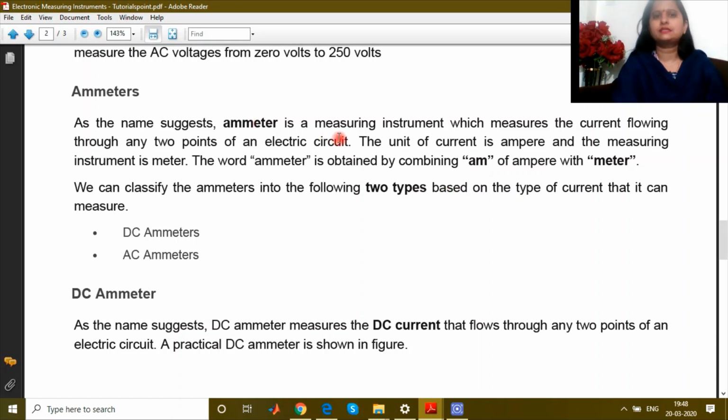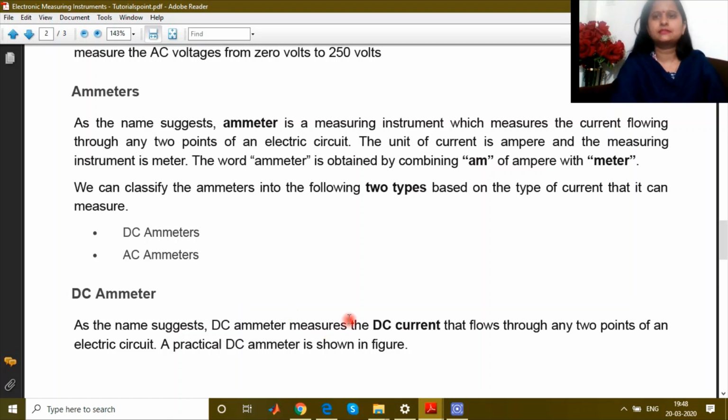So as the name suggests, ammeter is a measuring instrument which measures the current flowing through any 2 points in an electrical circuit. The unit of current is ampere and the measuring instrument is a meter. So the word ammeter is obtained by combining the letters m from ampere with meter. So ammeter is a meter which is used to measure the current in any electrical circuit, in any electrical path. Similarly, there are two types of ammeters, DC ammeter and AC ammeter.